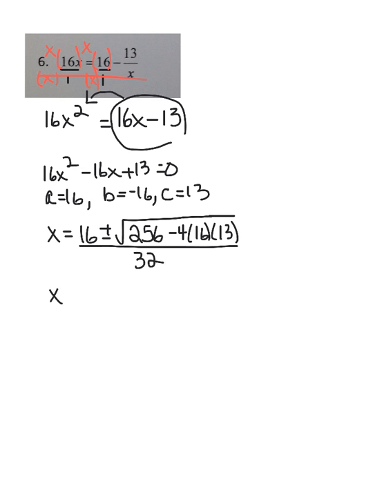All right, so then we're just going to plug those numbers that are underneath the radical into your calculator, and you're going to get negative 576.